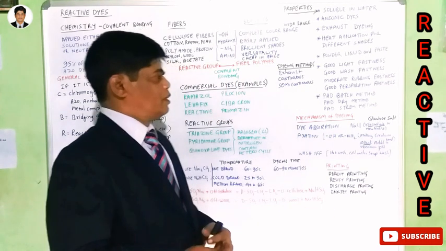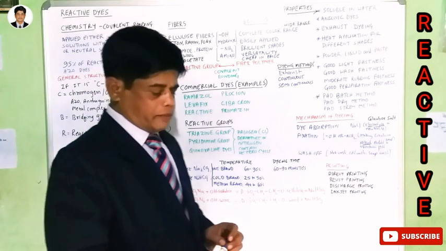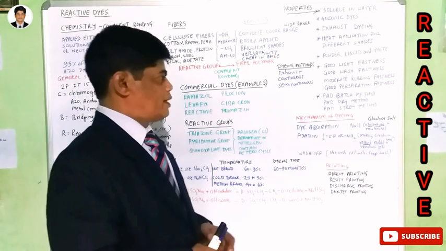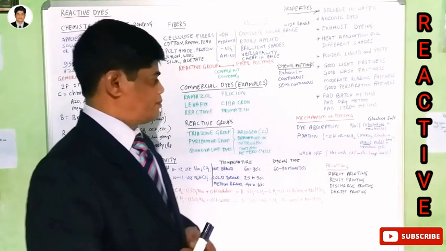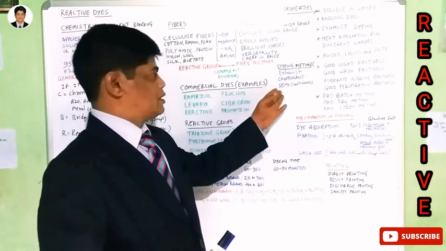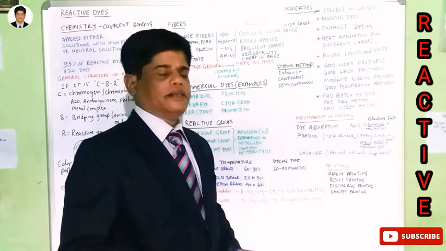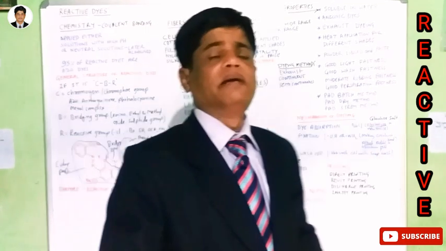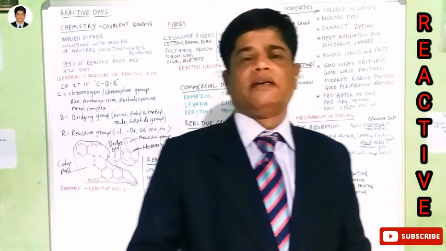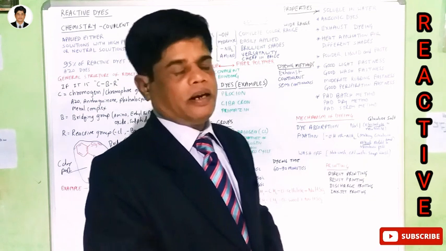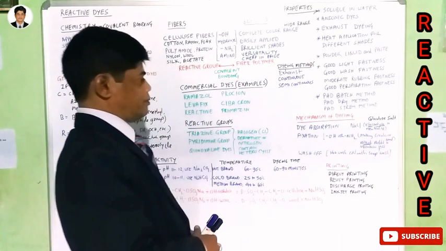And also for the industrial process of dyeing, pad batch method can be used, pad dry method, pad steam method, and continuous, semi-continuous, exhaust. These are all the possibilities. There are no limitations in the laboratory or in the industry for application of reactive dyes.